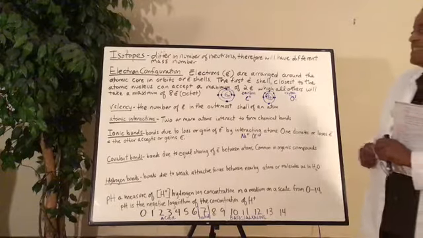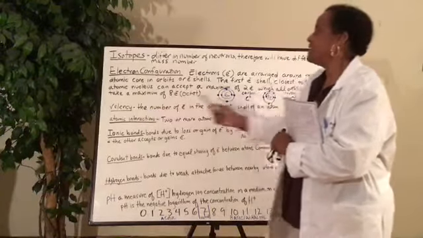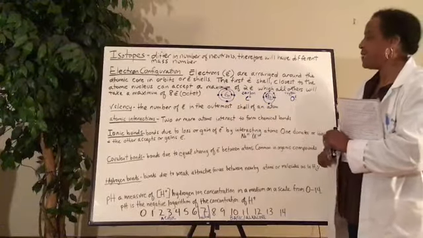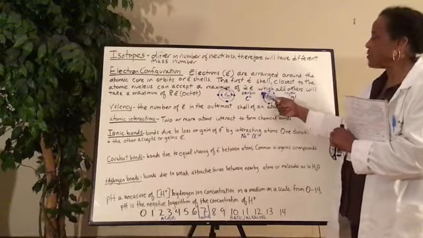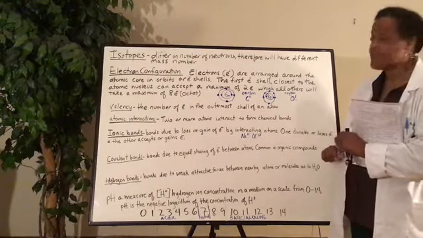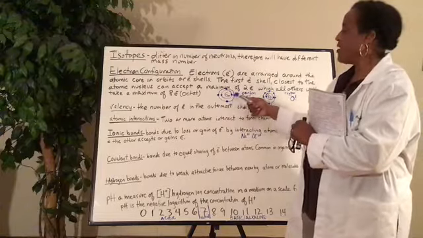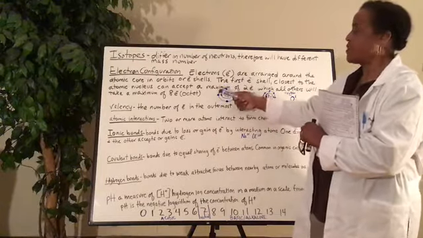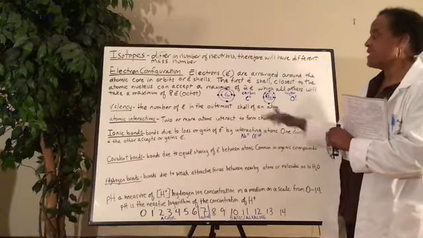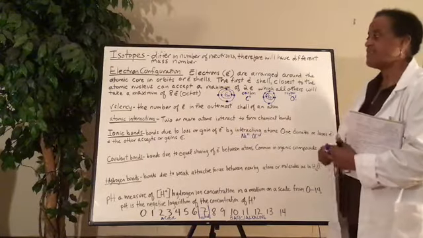Let's look at valency. Valency is the number of electrons in the outermost shell of an atom. Here's the outermost shell, and we know that there are 6 electrons in that valence. Here in the outermost shell, the valence would be 4 electrons. So that's the outermost shell of an atom, and that's the valency.